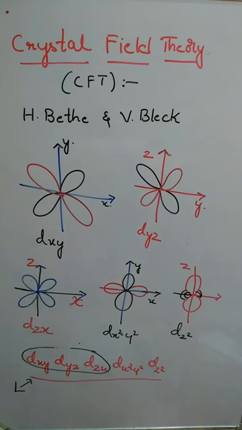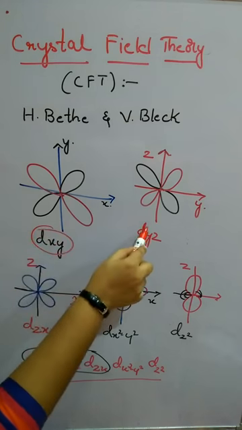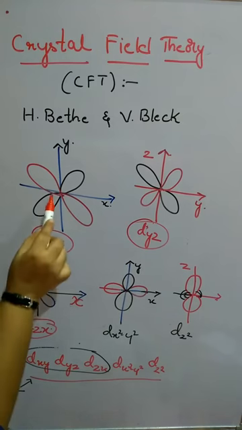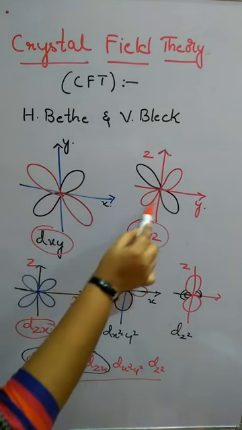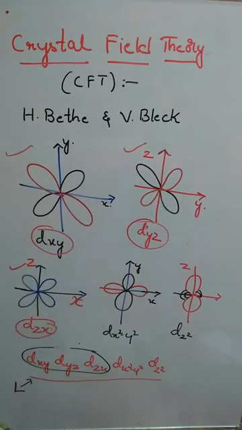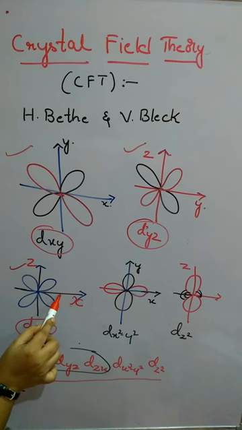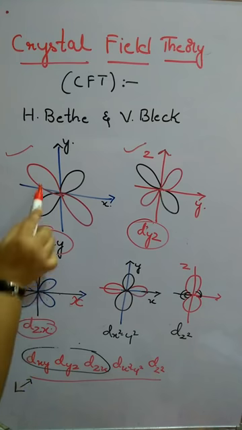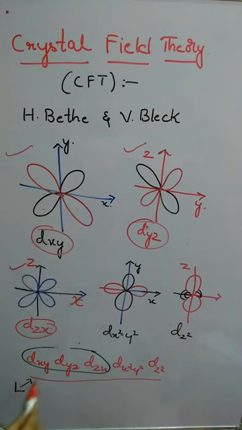Observe. dxy, dyz and dzx, these 3 orbitals you observe. In these, the orbitals are in between the axes. This one and this one, that is dxy, dyz and dzx. So you can observe they are in between. This is the x axis and this is the z axis. The lobes are present in between the axes. Here also the lobes are in between the axes. So we can write: lobes are present in between the axes.